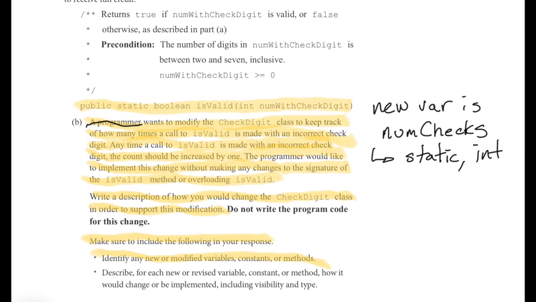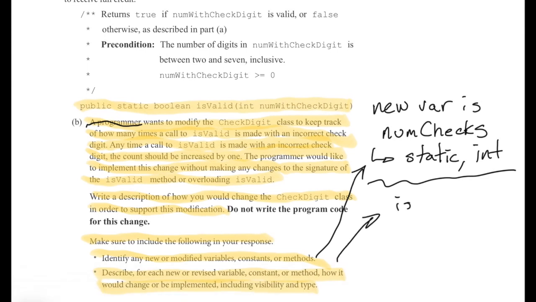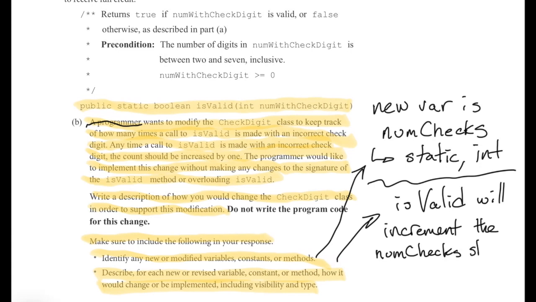And then the next part: describe for each new or revised variable, constant, or method how it would change or be implemented, including the visibility and type. So really, the only thing we're going to change, and this is all going to be right here, is that isValid will increment the numChecks static variable. And I think that's it.